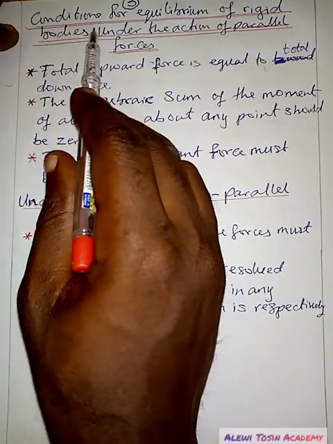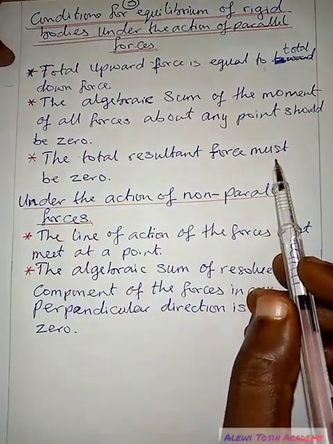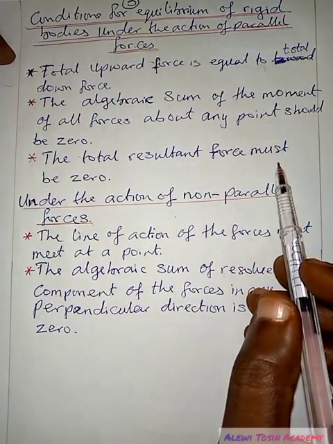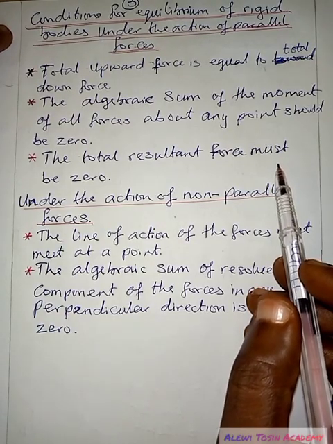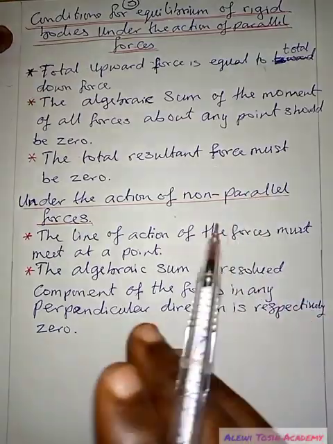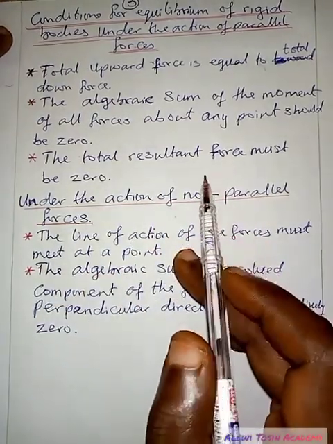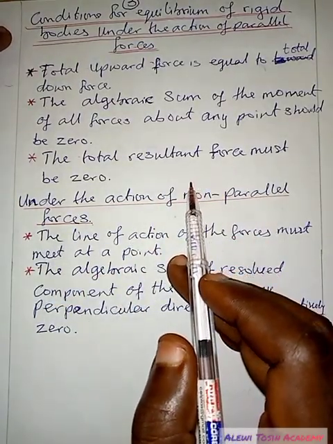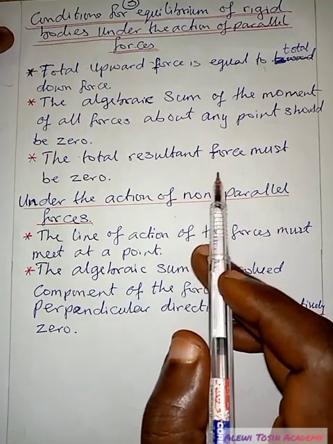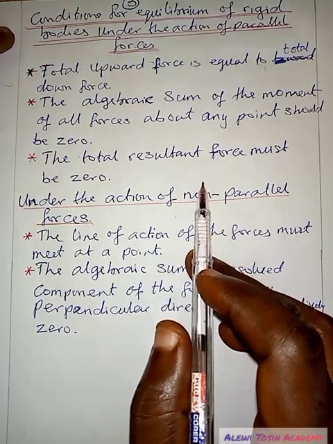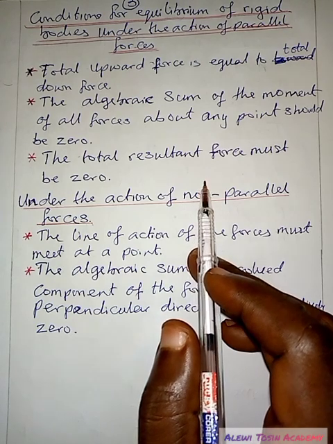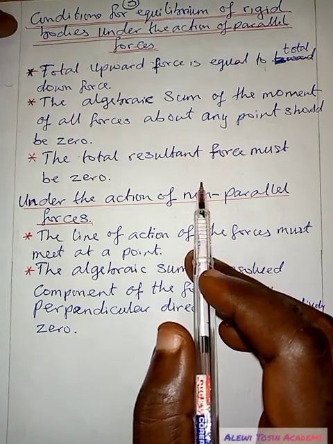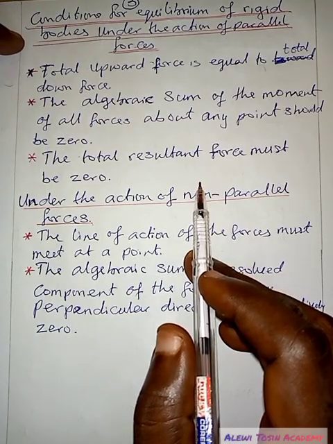Now, here we are talking about conditions for equilibrium of rigid bodies under the action of parallel forces. Under the action of parallel forces, there are some conditions that have to be intact before you can say that a body is in equilibrium. Now, conditions for equilibrium of rigid bodies under the action of parallel forces.